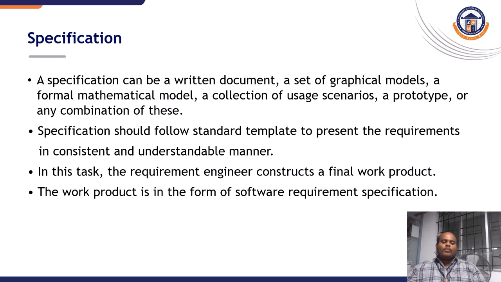Next, specification. Specification means writing down requirements as documents. In the documents, we can use mathematical models, user scenarios, prototyping, and combination testing. By using this specification itself, we present the requirements in an understandable manner. By using these documents, we understand the particular requirements. In this task, the engineer considers the final work of the product. The final work is completed from the specification. By using this, the software requirement is specified.